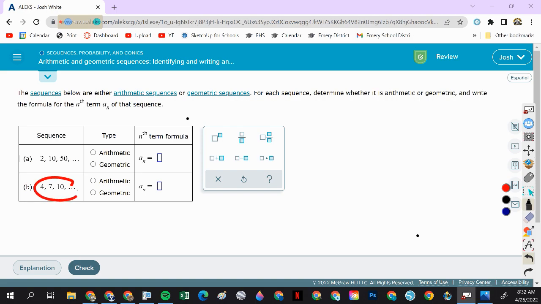Okay, so this one, the pattern is plus 3. So my formula, a sub n, is 3 times n plus 1. 1 is the number that would happen right there. Okay. For geometric, here r is multiplied by 5. So it's 2 times 5 to the n minus 1. You guys understand that?